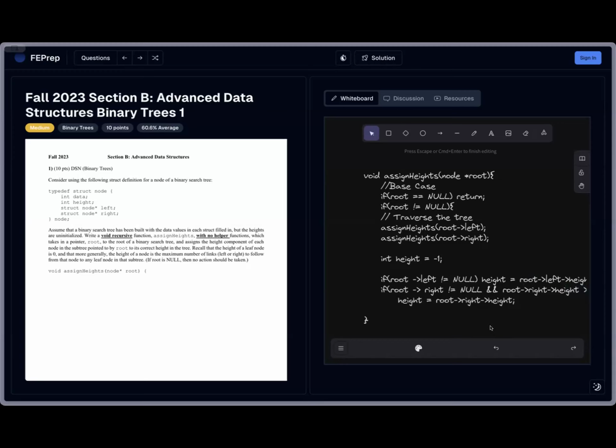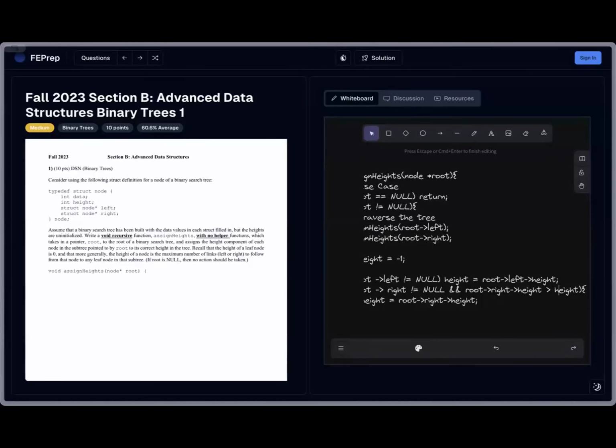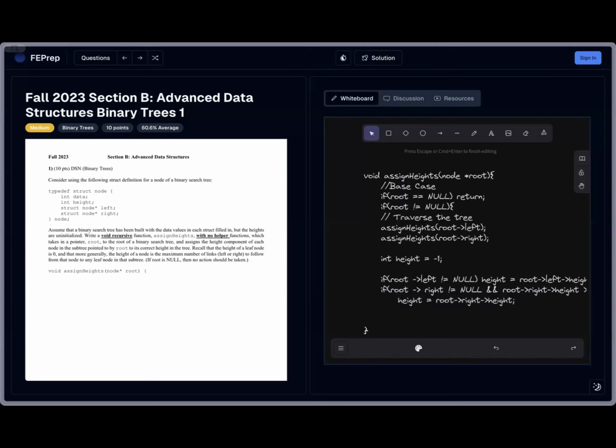sorry, one sec. I don't think you guys can see some of this. Might be easier for me to, if this starts to become a problem, I'll move it to an IDE. But for now, we'll go with this. So we set the height equal to the right side. And that's if the right side is greater than the left. And that is because, in this sense, the right side has more links than the left side.